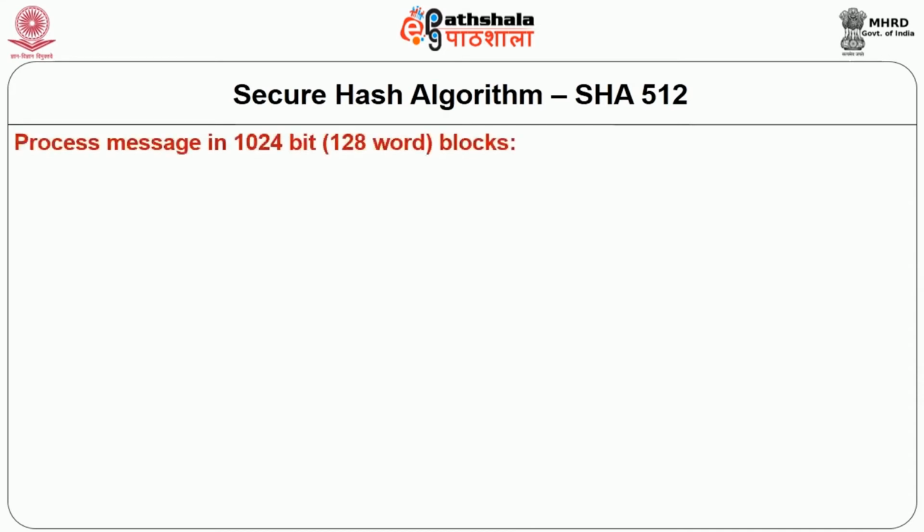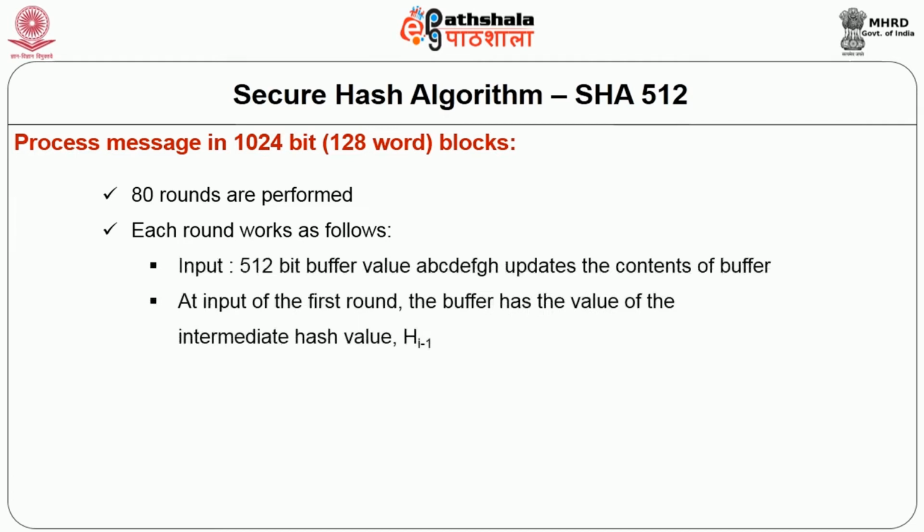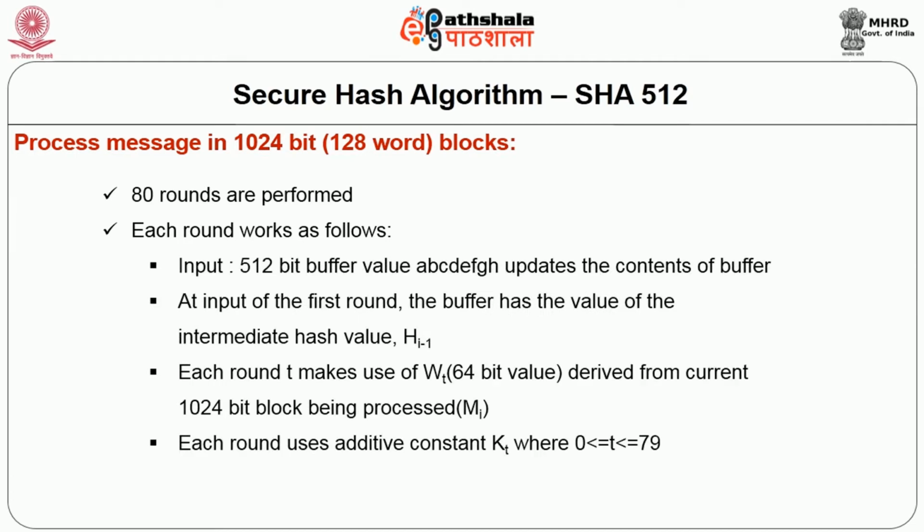Step 4 is process the message in 1024-bit, 128-word blocks. We already know 80 rounds need to be performed. Each round works on the 512-bit buffer value of A, B, C, D, E, F, G, H and updates the contents of the buffer. Every round would update the content of all these buffers. At the input of the first round, the buffer has the value of the intermediate hash value, that is H(i-1). So before you start the first round, there would be some hash value with which we have to start the computation.